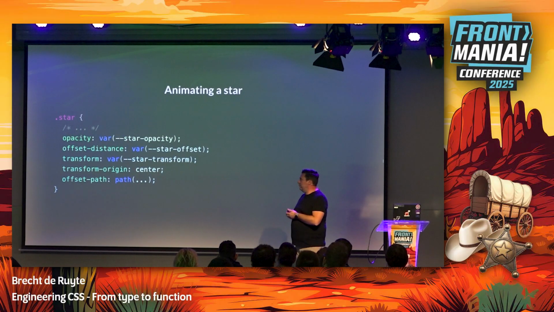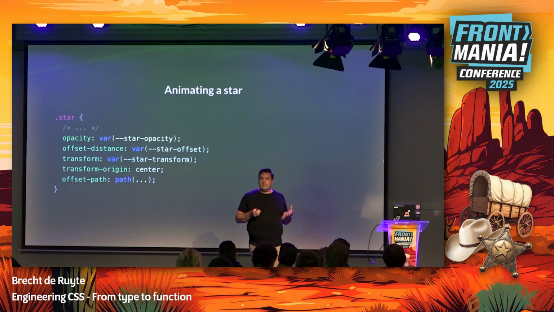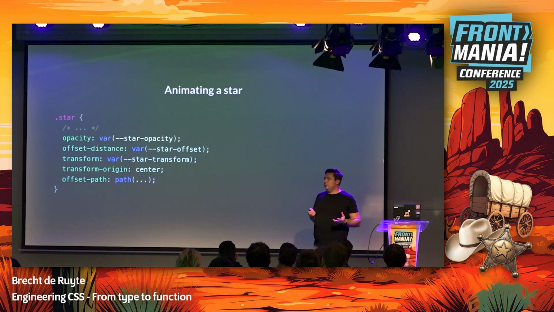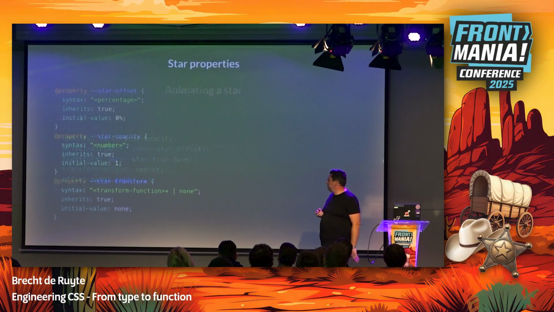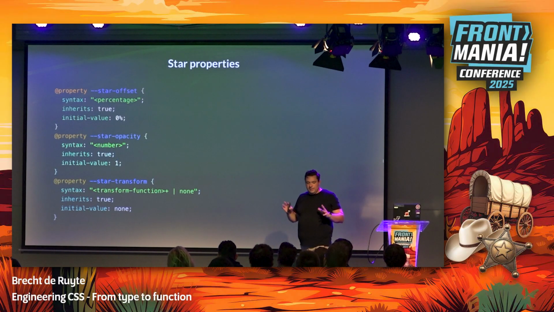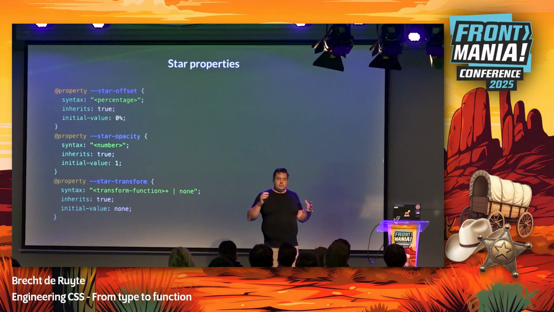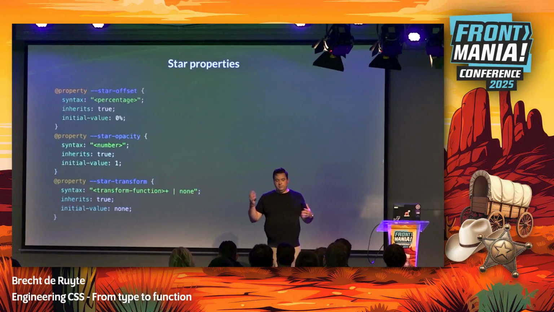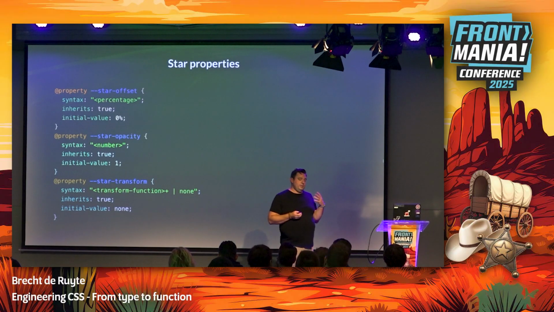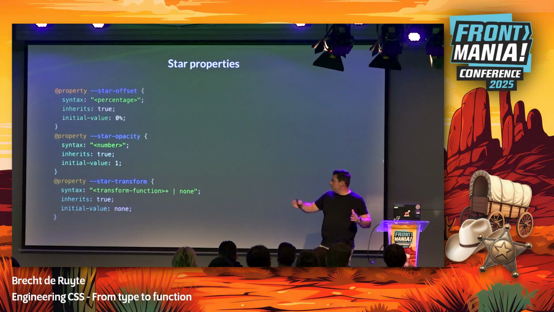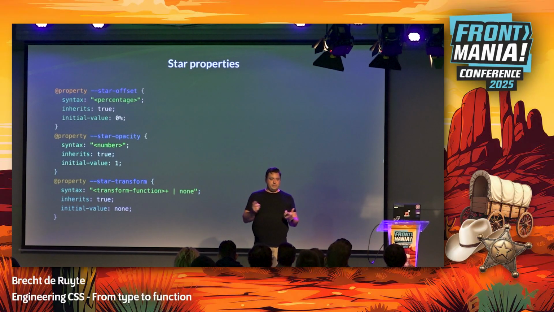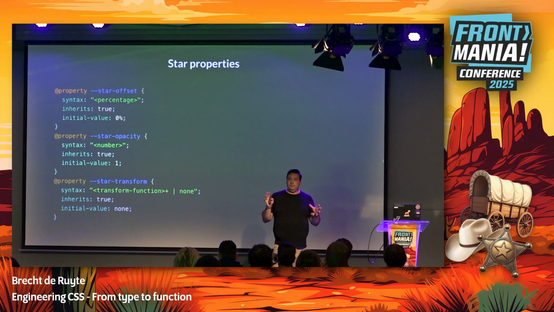But you can take it further. How about updating offset distances to animate around the path, or transforms using the transform list? I've shown this a little bit in the syntax here, but to wrap it up, I have a star offset, which is a percentage. I have the opacity, which is a number from 0 to 1 in this case. And I have a transform, which was a transform list, space separated. You have scale, you have translate X, for example. All of these things together using properties.